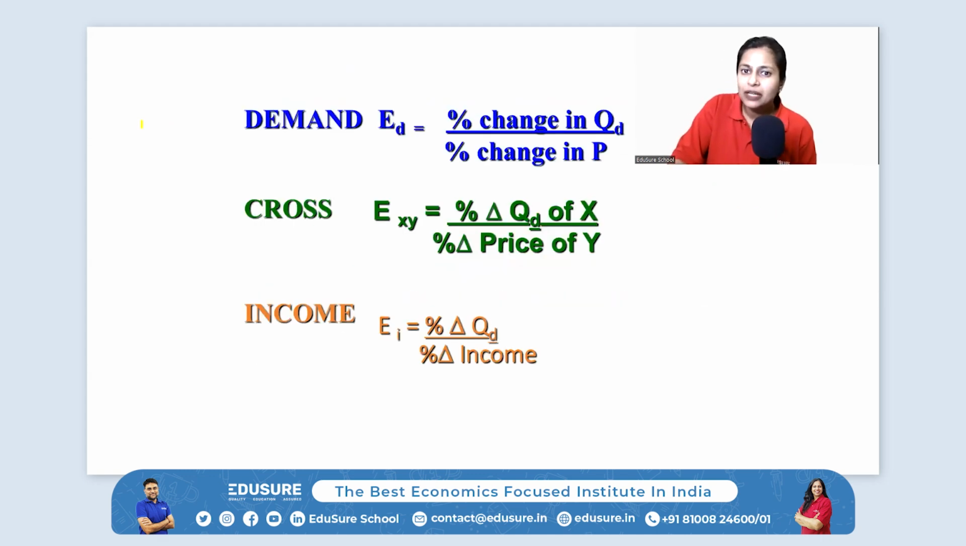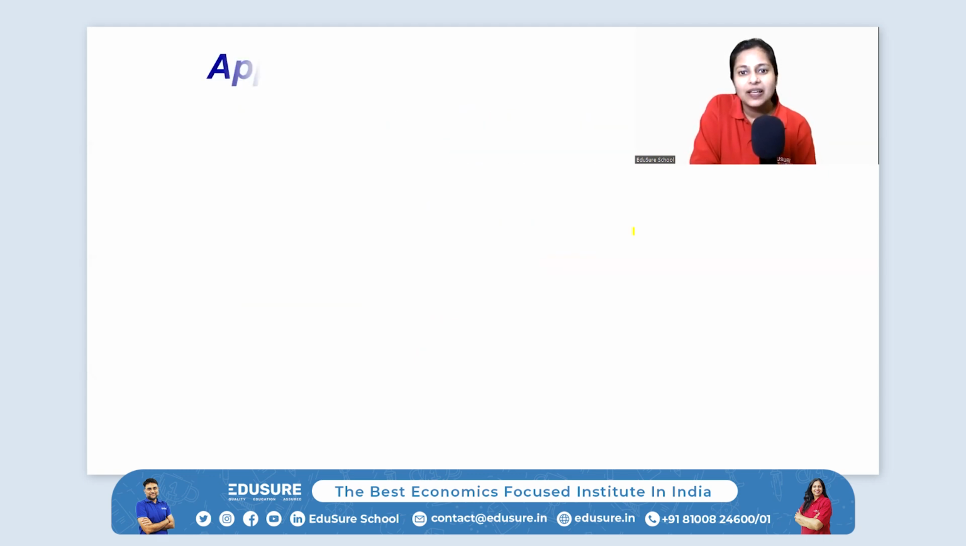All right, so elasticity of demand is the percentage change in quantity by percentage change in price. Income elasticity is percentage change in quantity by the percentage change in income. Cross price elasticity is the percentage change in quantity of X divided by the percentage change in price of Y. Okay, so this is all your elasticities in one place.